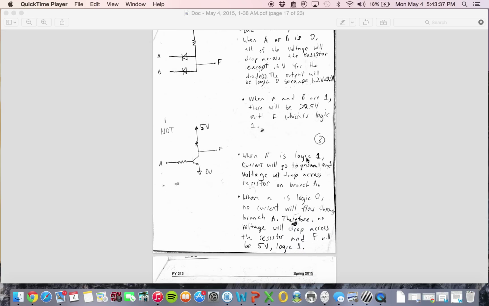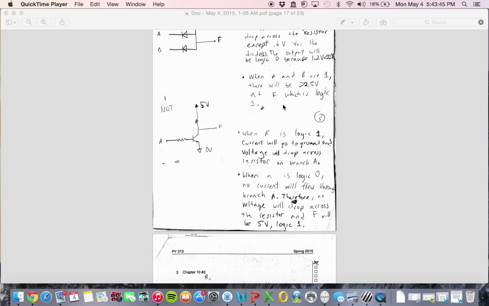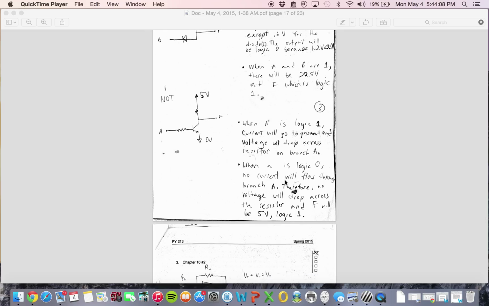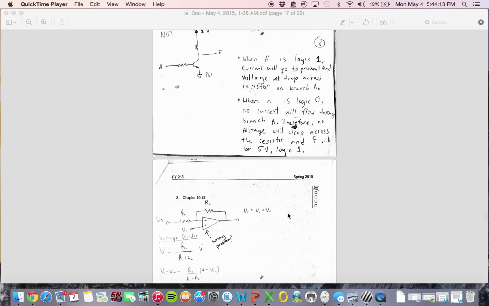When A and B are 1, there will be greater than 2.5 volts at the output, which is logic 1. For the NOT gate, when A is logic 1, current will go to ground because of this voltage difference, and voltage will drop across the resistor on branch A, and we'll get an output of 0. But when A is logic 0, no current will flow through branch A. Therefore, no voltage will drop across that resistor, and F will be 5 volts, logic 1.